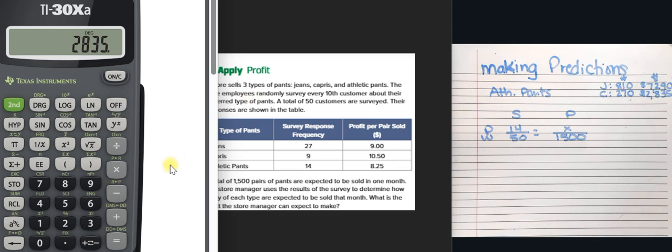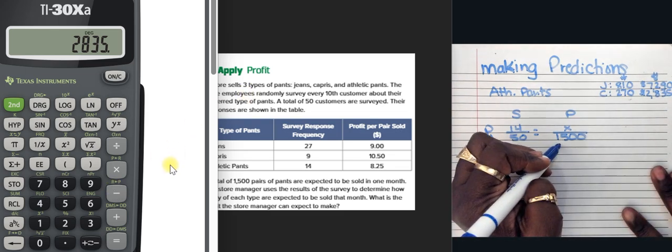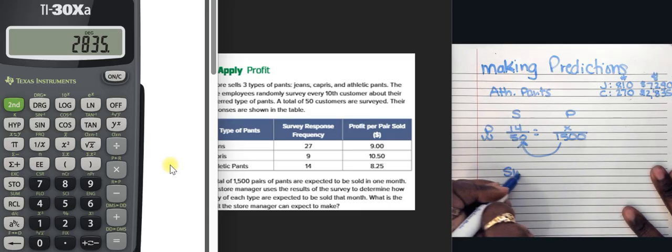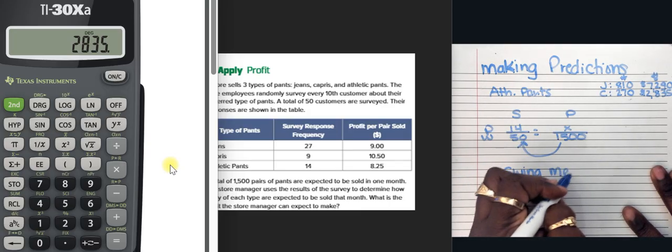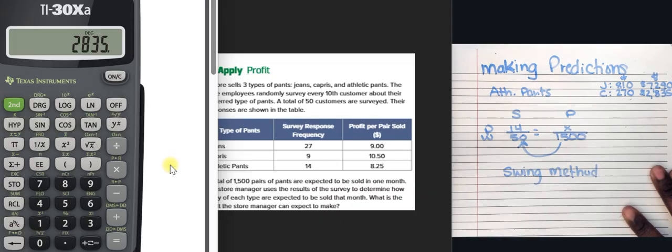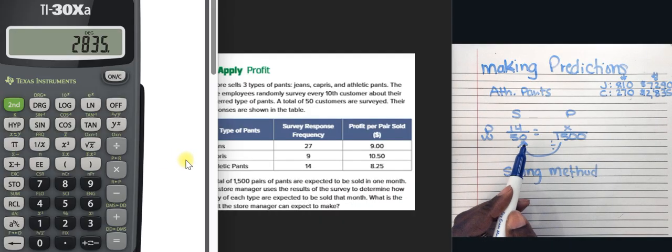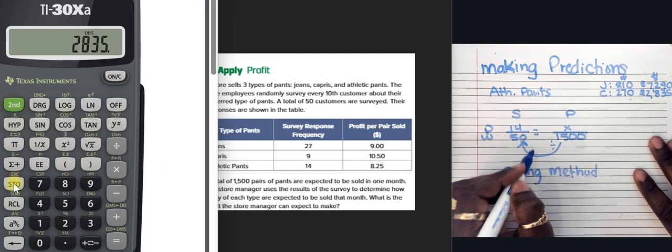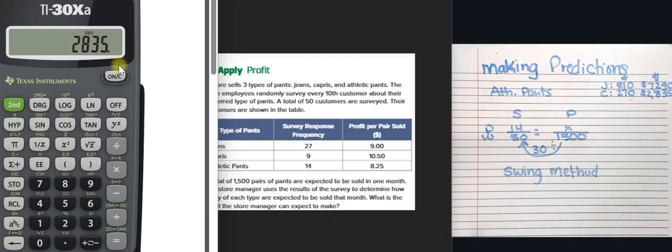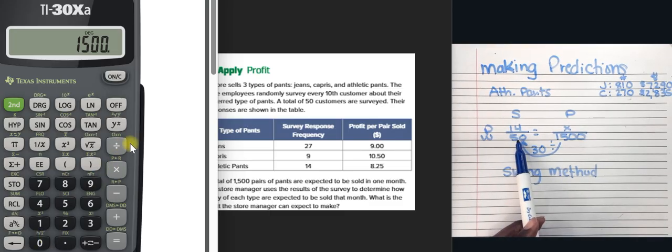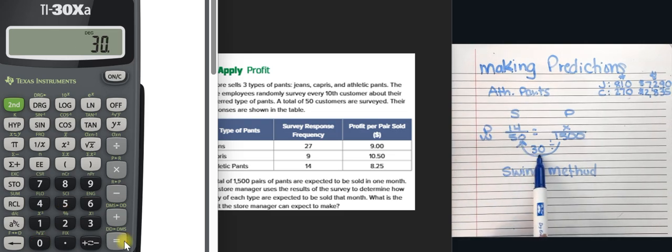All right, so this time I am going to use the swing method. So under the swing method, I'm going to go from the larger number to the smaller number. I'm going to use division. So 1,500 divided by, I know it's going to be 30. But you can plug that into your calculator. 1,500 divided by whatever this is here. So we're going to put divided by 50, and that will provide us with this missing information here. So divided by 30 will give us 50.